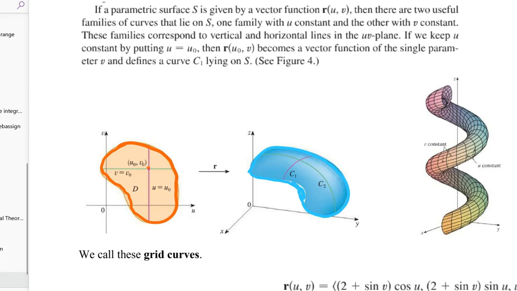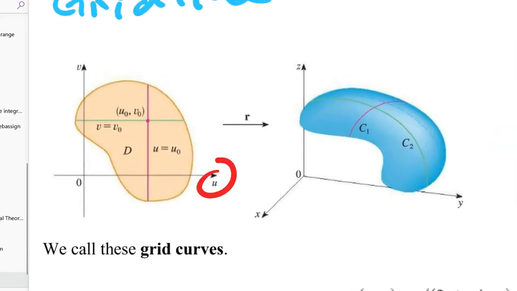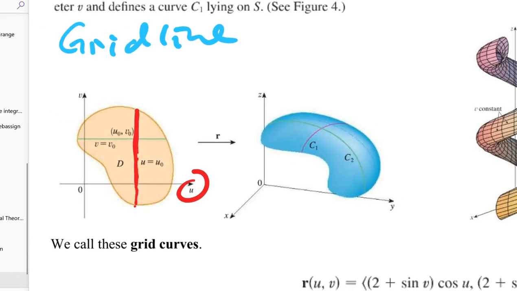You're pulling your values from your region, and you're plotting them to values in R3. Now, one way to do this is to use the grid lines. So let's try this. Essentially, if you let u be constant, so this is u down here, you get this line right here. If you graph that line using your r, so this is r of u, v, you're going to get some curve in space.